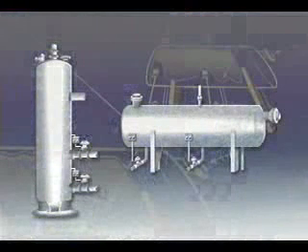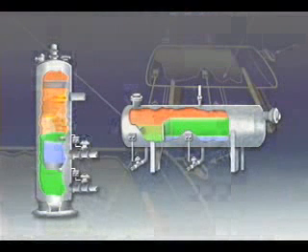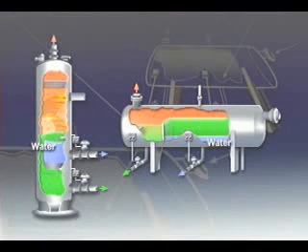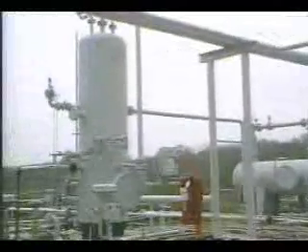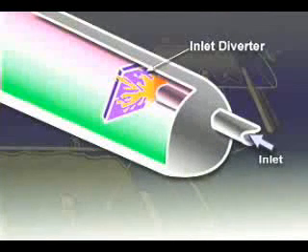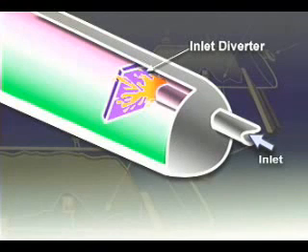A three-phase separator uses gravity to separate produced well fluid into gas, oil, and water phases. Three-phase separators may be designed in either horizontal or vertical configurations. In a horizontal separator, fluid enters the vessel and hits an inlet diverter. The resulting sudden change in momentum provides the initial gross separation of liquid and vapor.